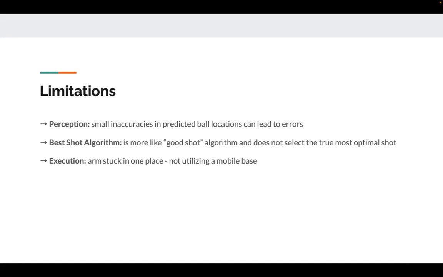And then for execution, the biggest limitation, as mentioned earlier, is the fact that we're not able to utilize mobile manipulation and we have a stationary base. So utilizing that is probably the best future direction to take, so that we have a cleaner shot and a better simulation of pool.